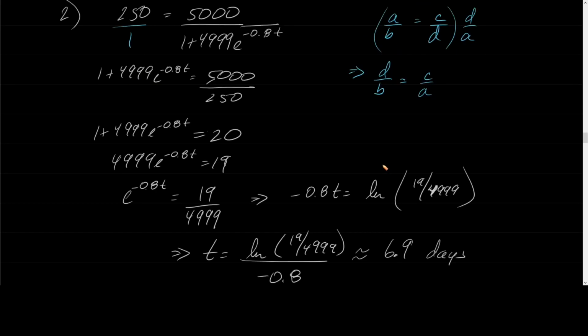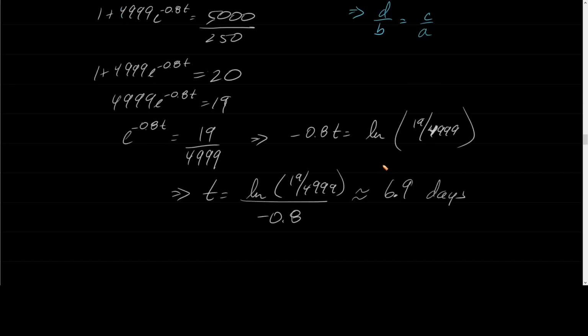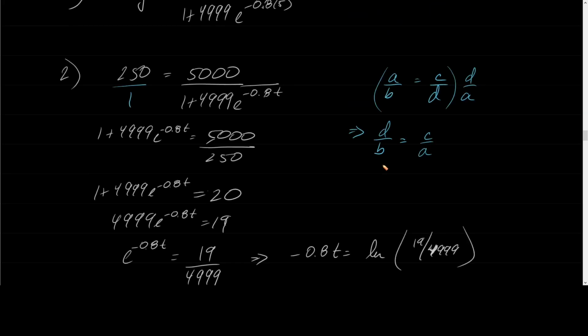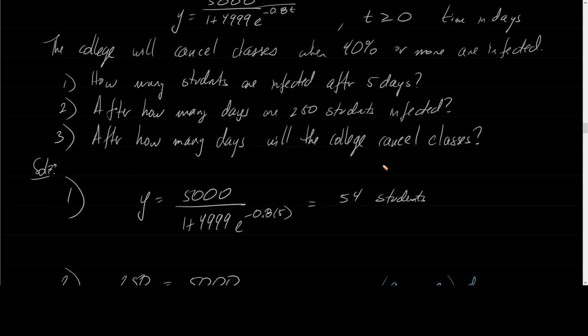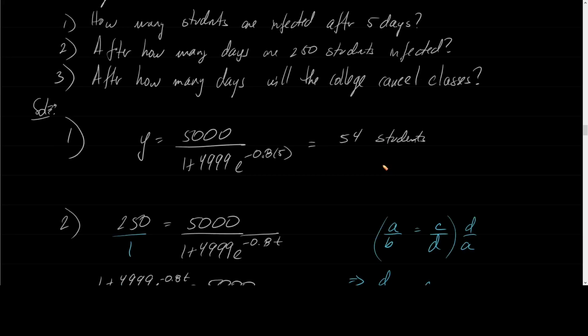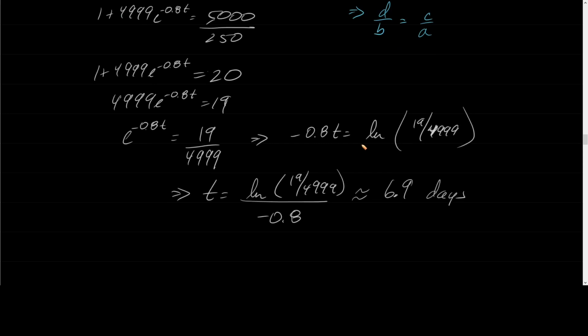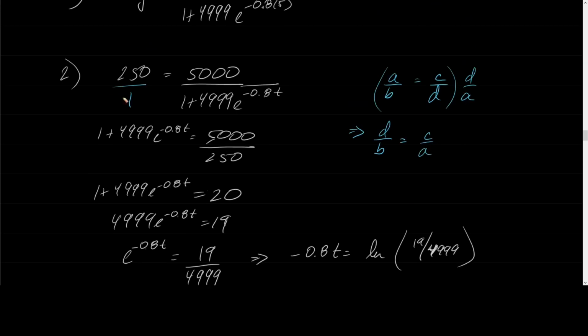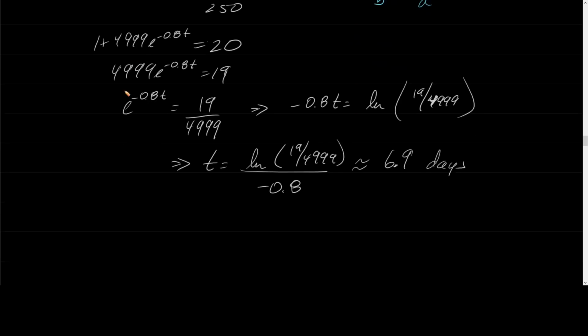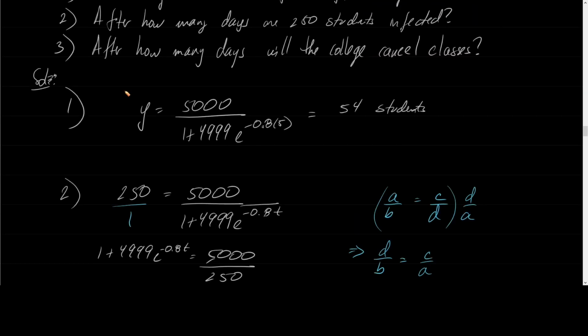So based on this model for the way that this virus spreads, even though we started with 1 student, we already know that after 5 days we had 54 students get sick. But we just found out that it would take about 7 days for 250 students to get infected. All right, let's look at the third question.